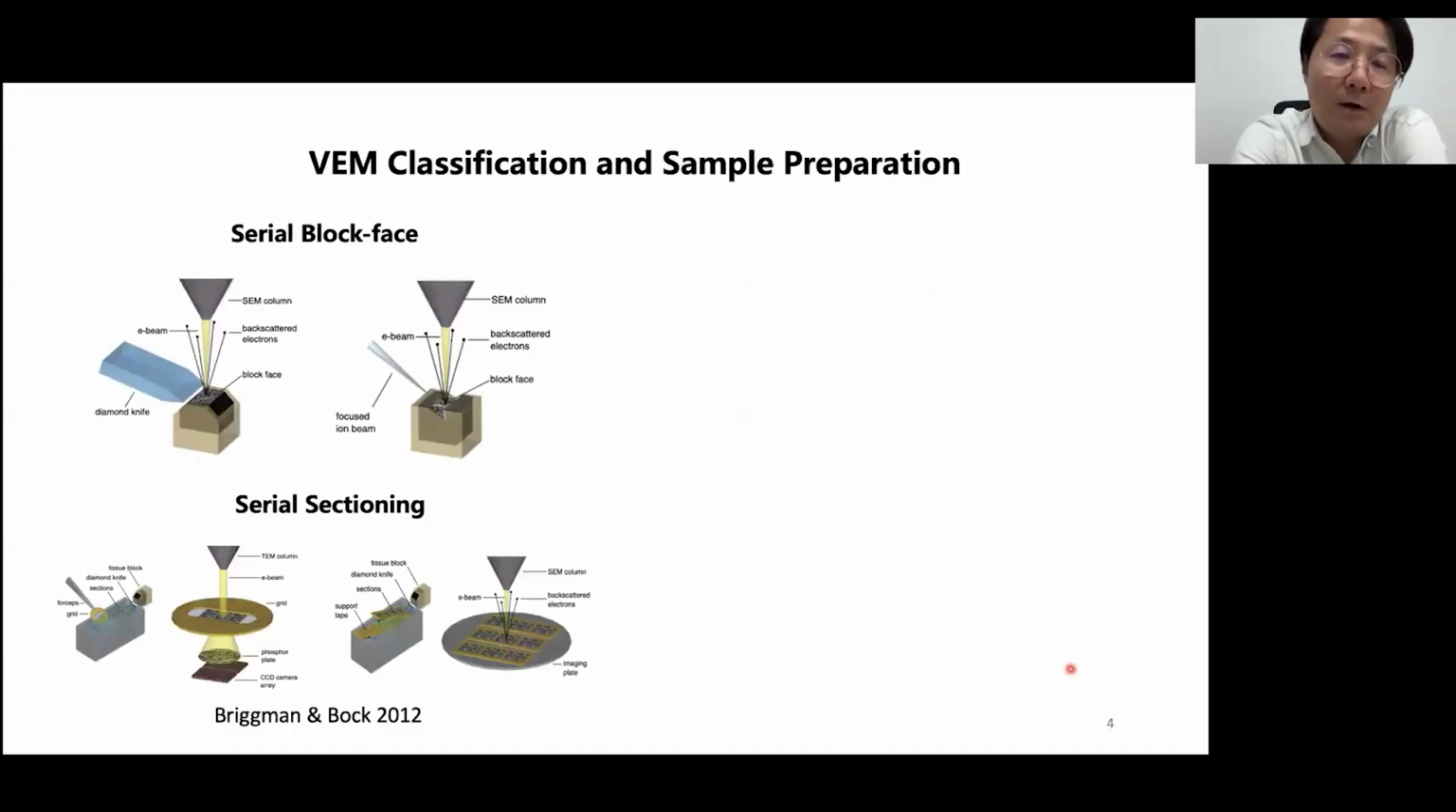I would rather classify volume EM into two different arts. One is the serial block-face art. With this machine, we can cut the sample surface with a diamond knife or with a focused ion beam and image the newly exposed surface in an iterative fashion. The other way is to cut the sample and collect or fish the slices onto a grid or even a Kapton tape so that we can image afterwards, using TEM or scanning electron microscopy.